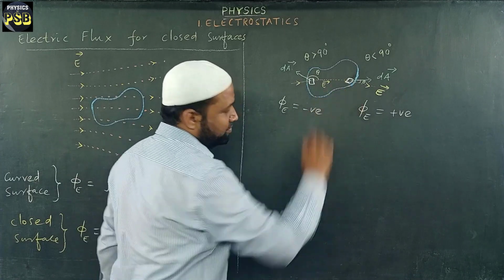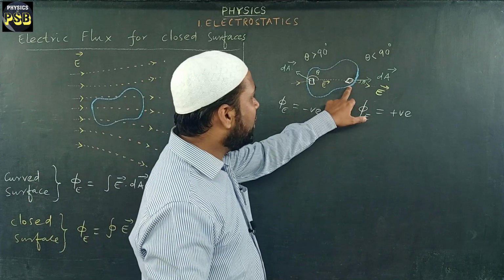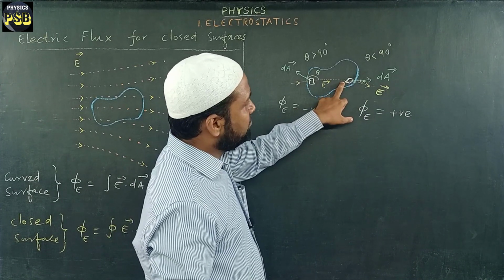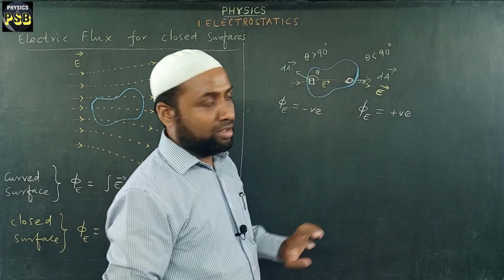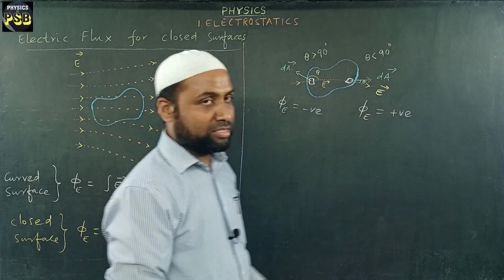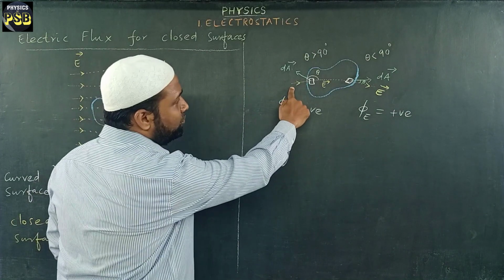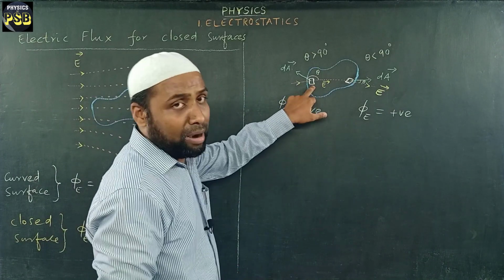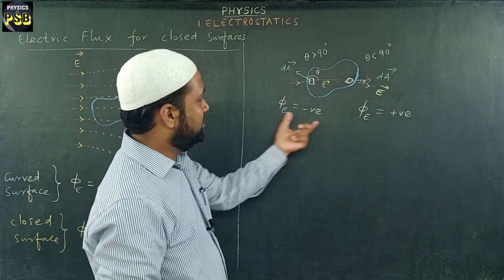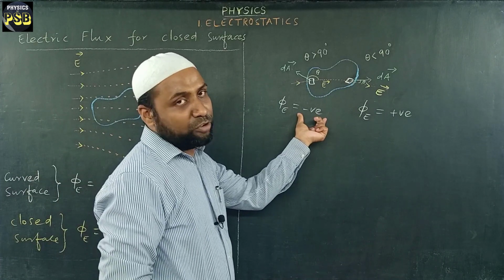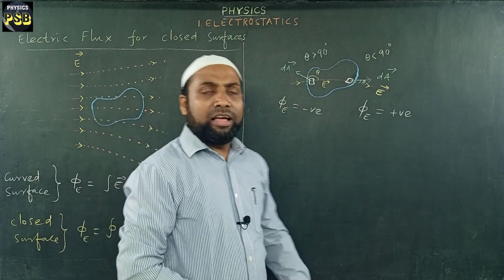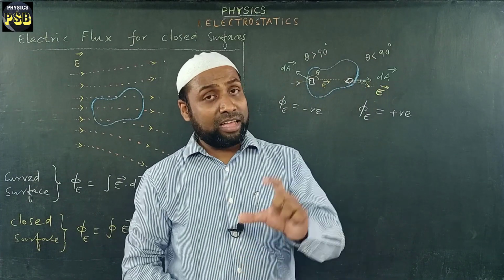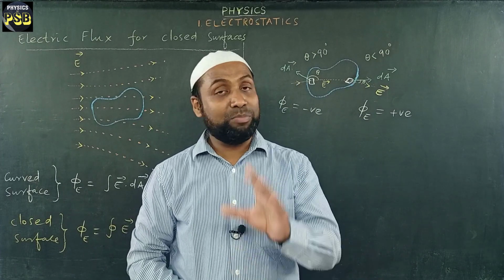And where it is more than 90 degrees, the electric flux is said to be negative. In simple words, we can say where the electric field line comes out of an area element is said to have positive electric flux. And where the electric field line enters the area element, that part is said to have electric flux in negative form. And when there are no electric field lines crossing a given area, then the electric flux is said to be zero.